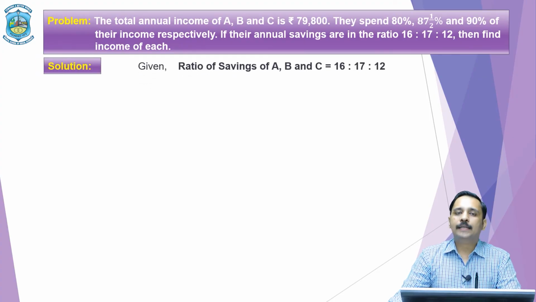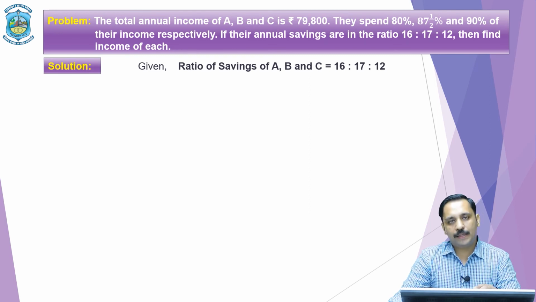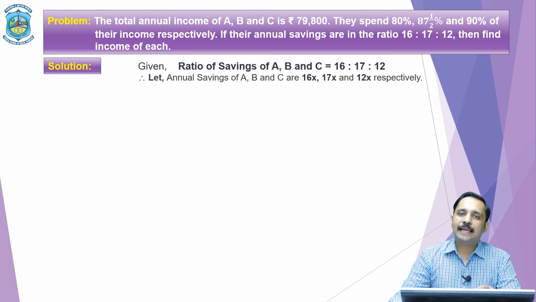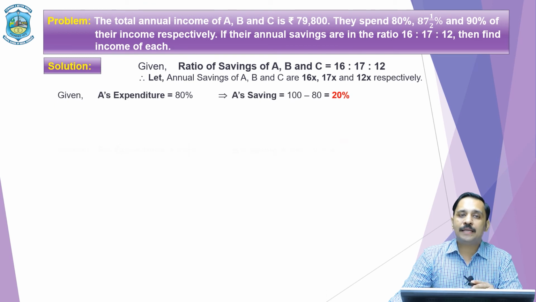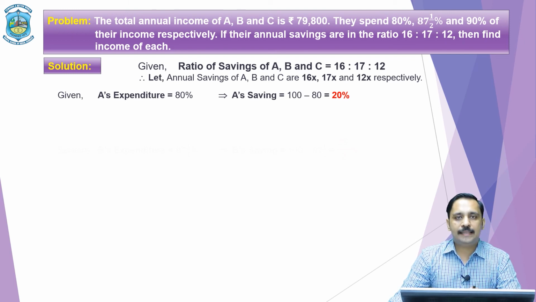It is given that the ratio of savings of A, B and C is equal to 16:17:12. Therefore, let the annual savings of A, B and C are 16x, 17x and 12x respectively. It is also given that A's expenditure is equal to 80%. It implies A's saving is income minus expenditure, that is 100 minus 80, which is equal to 20%.